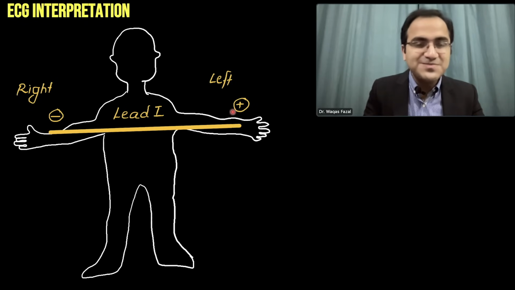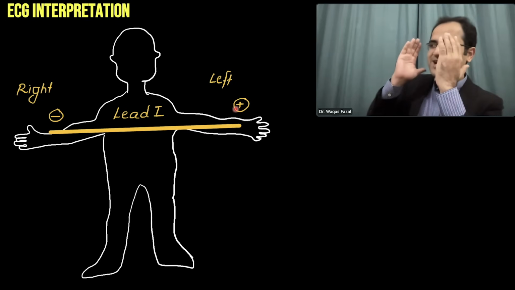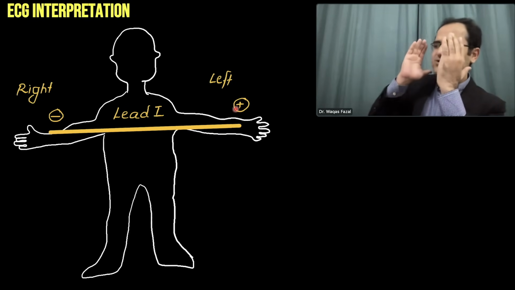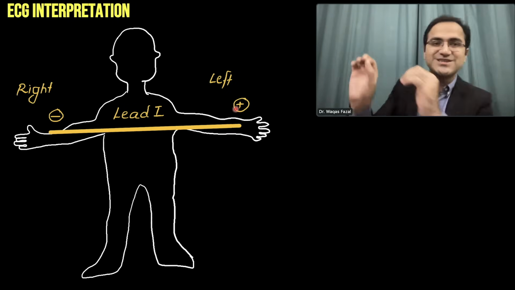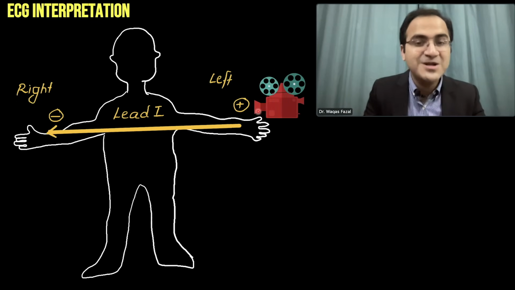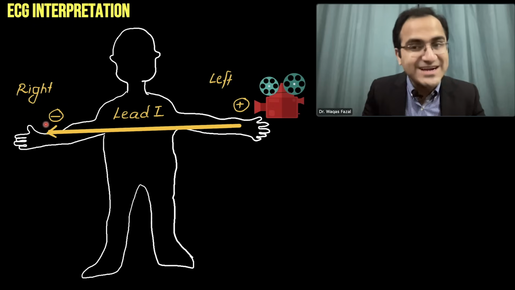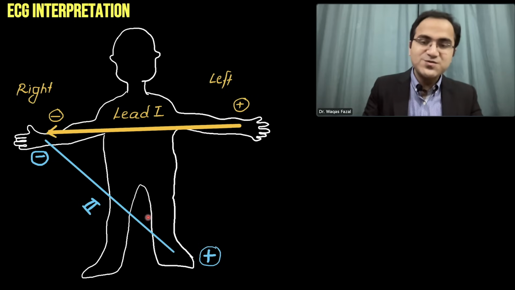Now remember, this positive electrode acts as a camera, and this positive electrode is basically the electrode that is looking at the heart from the positive direction to the negative direction. So the positive electrode always acts as a camera and it is looking towards the negative side and it is capturing the electrical activity of the heart. Now the same applies for lead 2.